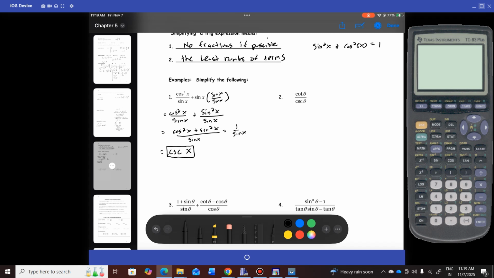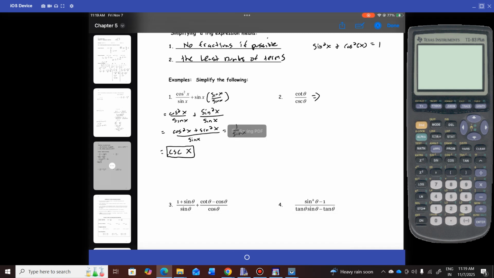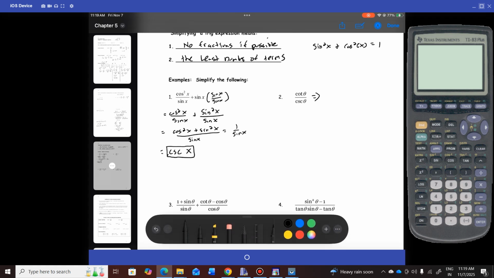Right. So here we'll have cotangent theta over cosecant theta. Now, a lot of times one thing you want to do with these is try to switch things to cosine and sine. Because tangent can be expressed in cosine and sine, cotangent can be expressed in cosine and sine, as well as cosecant and secant. So a lot of times that's just what we do, is try to get these in cosine and sine and see what cancels.